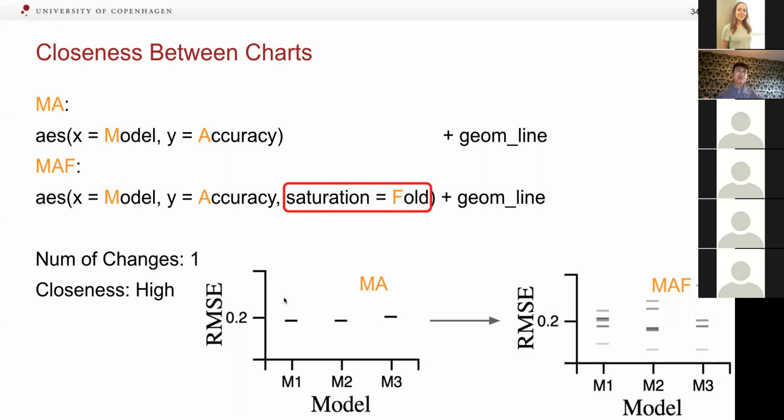Second, we need to connect the 10 charts based on the closeness of the grammar. The definition of closeness is the number of steps needed to transform from the syntax of one chart to another chart. For example, the only difference in grammar between those 2 charts is that the cross-validation fold is encoded as saturation in the chart. Therefore, we only need 1 step to transform from MA to MAF.